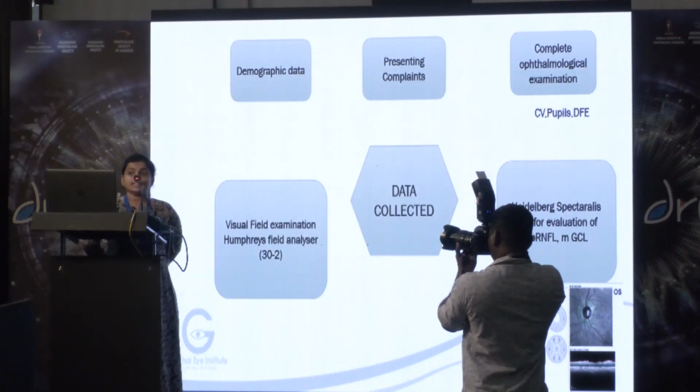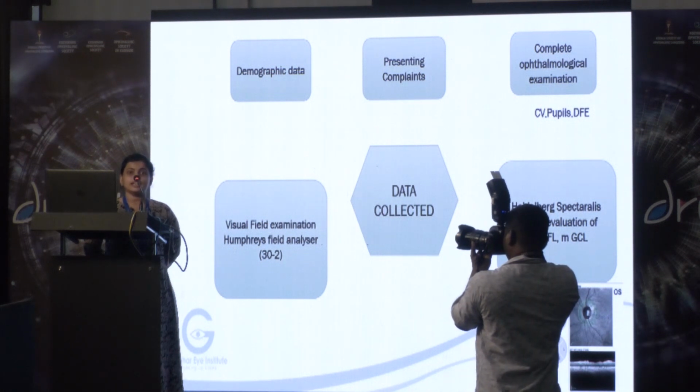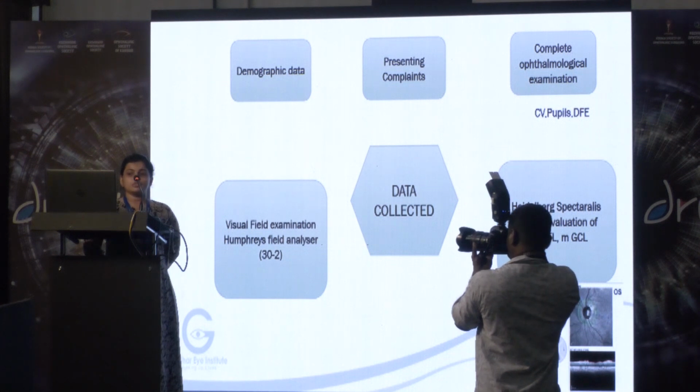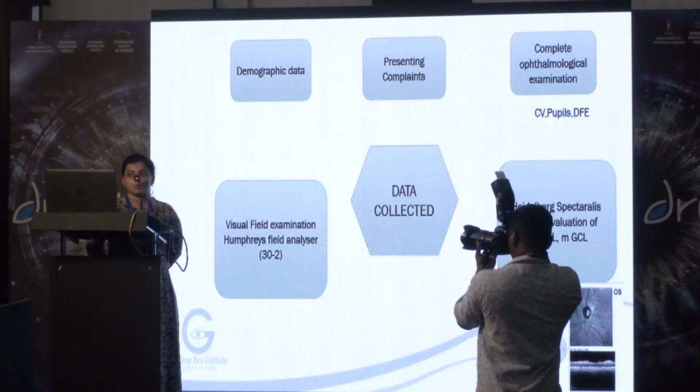So data collected include demographic data, presenting complaints, complete ophthalmological examination including color vision, pupil and dilated fundus examination, visual field examination using Humphrey's Field Analyzer 30-2 program and Heidelberg Spectralis OCT for evaluation of peripapillary RNFL and macular GCL.